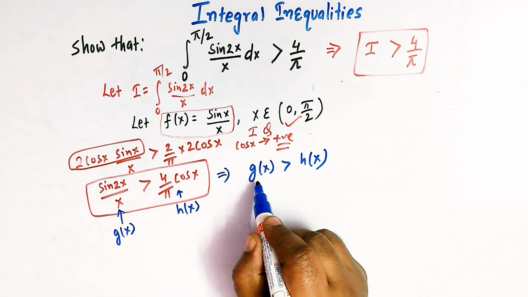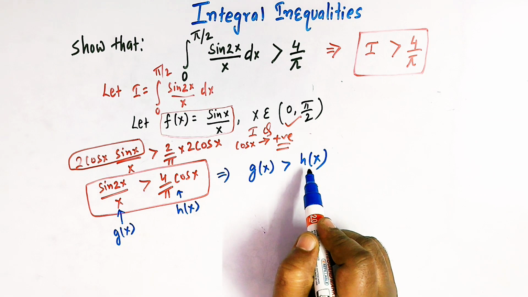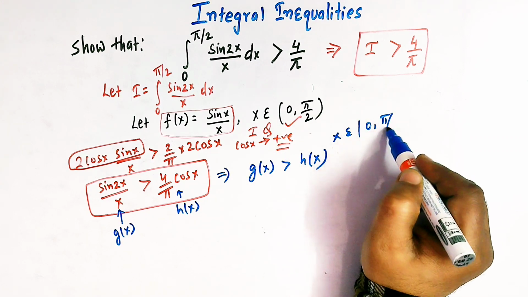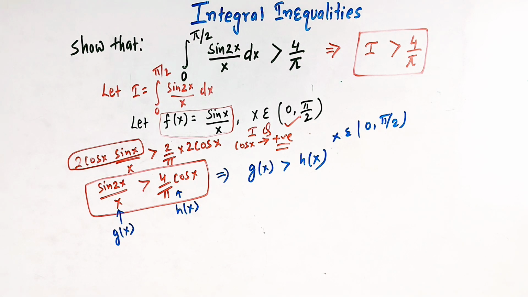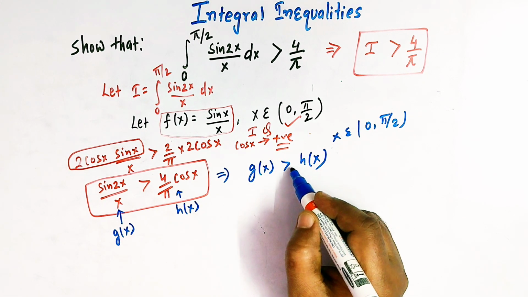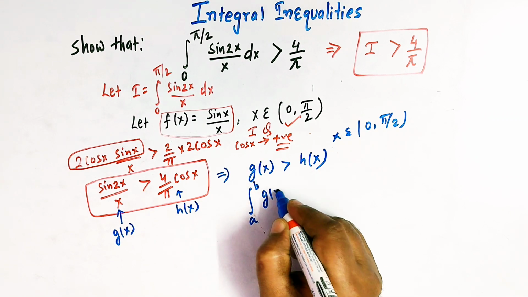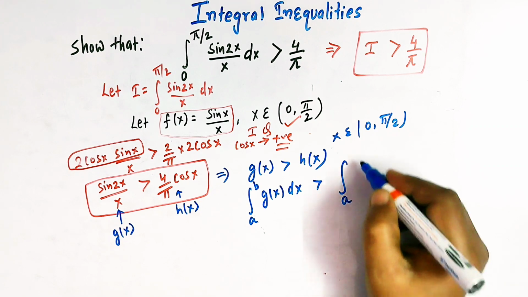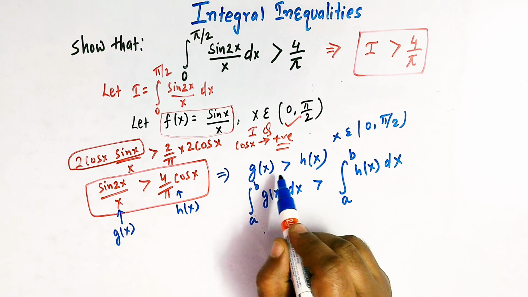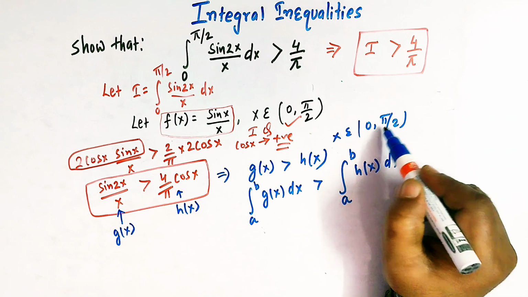And whenever we have two functions, g of x and h of x, like this, and g of x and h of x are continuous functions, and here x belongs to the interval 0 to pi by 2, then there is an important inequality in definite integrals. So the inequality states that if g of x is greater than h of x, then we can write the integral a to b g of x dx is also greater than the integral a to b h of x dx, right? So whenever we have two functions, g of x and h of x, which are continuous in the interval, that is here the interval is given as 0 to pi by 2.